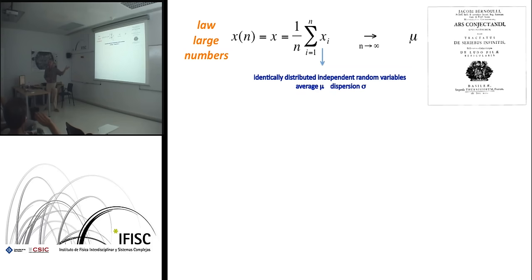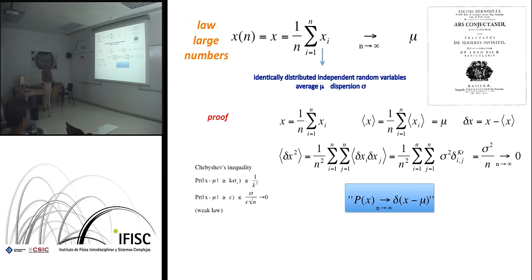So how do you get such a result? Let's show a proof, okay? So this is the variable I'm looking at. It's this random variable. So let's first calculate the average. Of course, average is the sum of the averages. Each of them is equal to mu, so this sum has n terms, so this of course reproduces mu. So the average of the quantity is certainly the mu that we want. But of course you want something more.